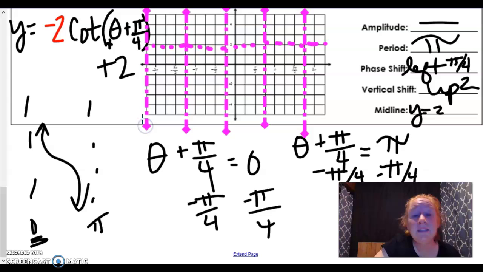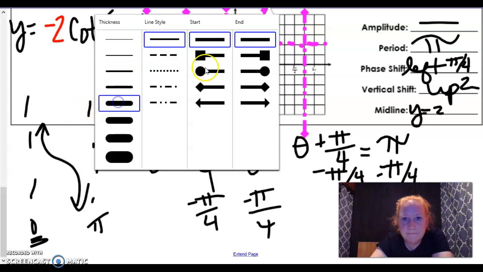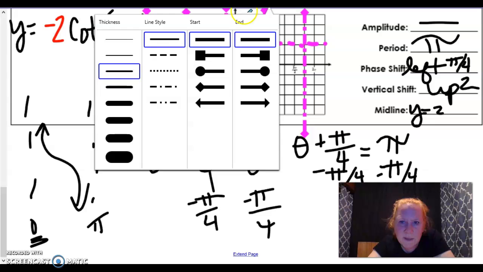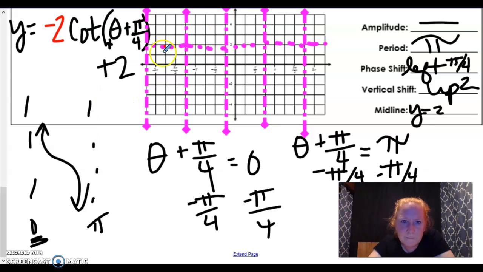Now, I know that my middle dot is in the middle, but I shifted it up 2, so it's right there. I want to make that bigger. So right here, and right here, and right here, and right here, and right there.